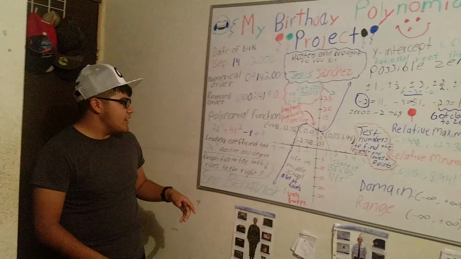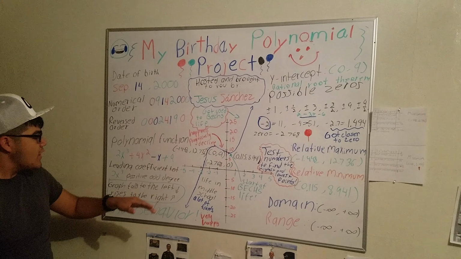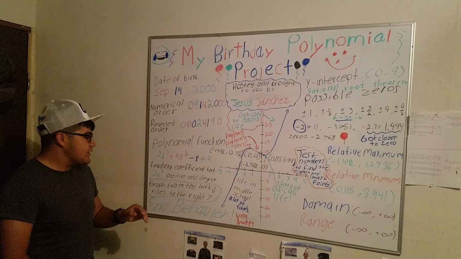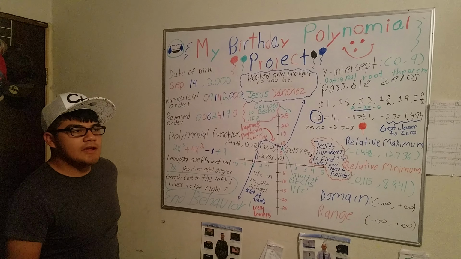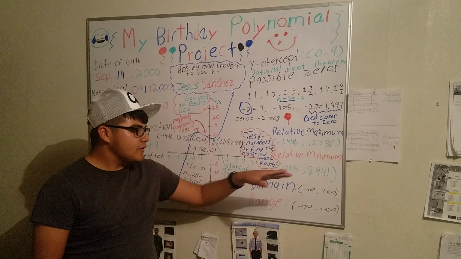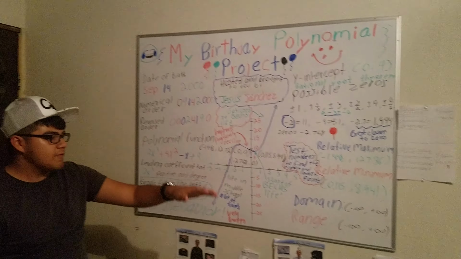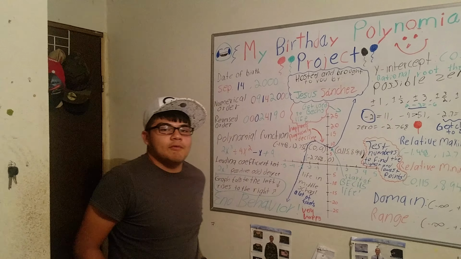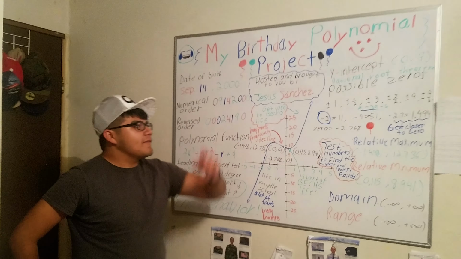Next we have the end behavior. The way I found the end behavior was with the leading coefficient test, which I used 2x cubed, which had a positive odd degree, so therefore the graph falls to the left and rises to the right. With the same process I was able to find the domain and the range, which was negative infinity to positive infinity, due to the fact that the graph falls all the way to the left and rises all the way to the right.